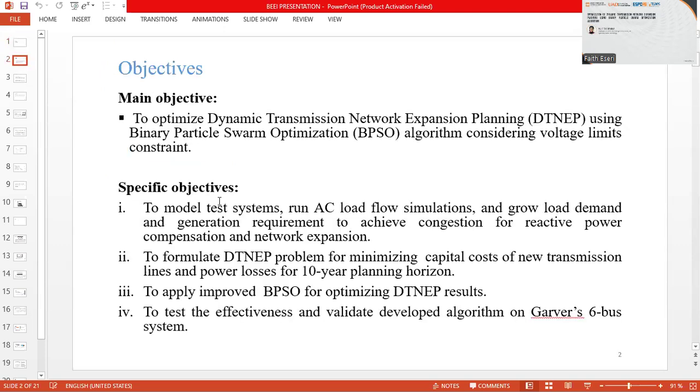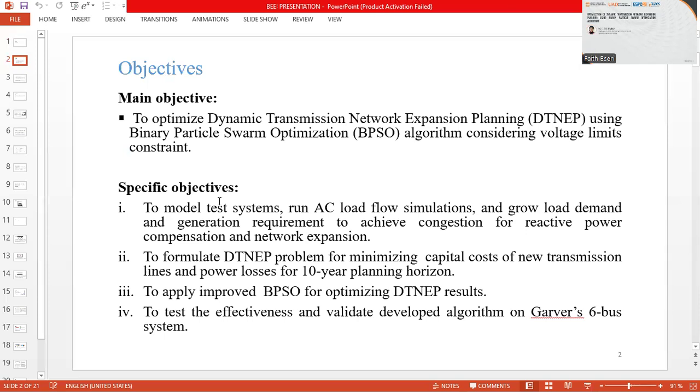The main objective was to optimize DTNEP using binary particle swarm optimization algorithm while considering the voltage constraint. This can be broken down into 4 specific objectives. Number 1, model test systems, run AC load flow simulations, and grow load demand and generation requirements that will be able to achieve congestion for reactive power compensation and network expansion.